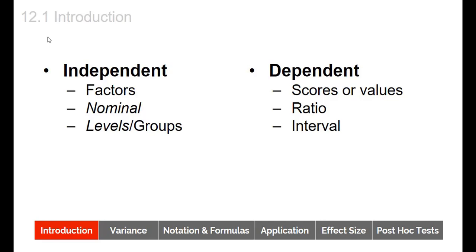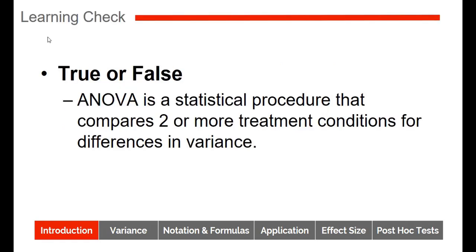And the independent variable is nominal. Group 1, Group 2, Group 3. So when we're doing ANOVA, we might have groups, 3 different groups, or we might have 3 different levels that we're working with, small, medium, and large, for example. So the independent variable is a nominal variable. The dependent variable is what we measure to see if there's a difference between these groups. And these are scores or values, and these are on a ratio or an interval scale.